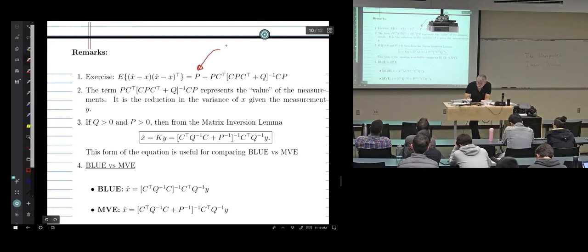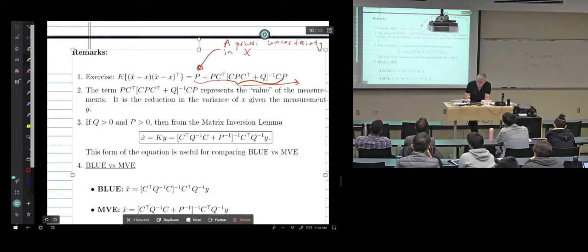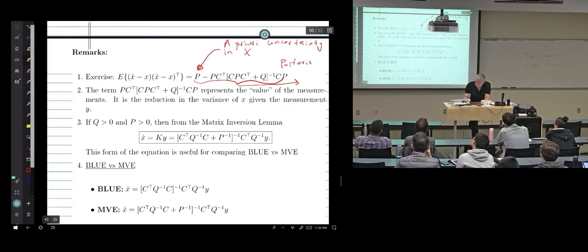So that's the a priori uncertainty in the unknown X. This is the uncertainty in the estimate after using the measurements, okay? So this is the a posteriori uncertainty, meaning after.